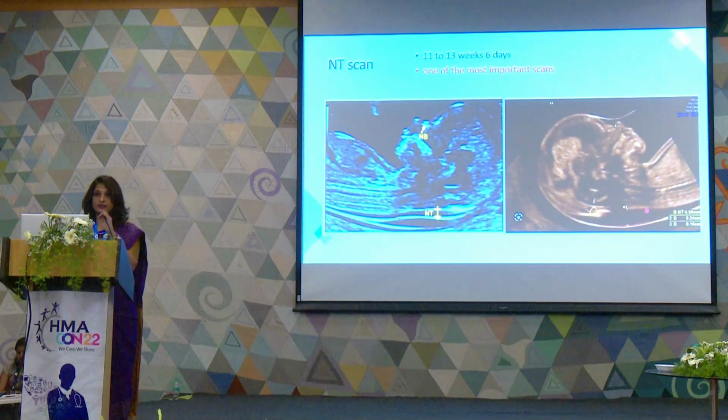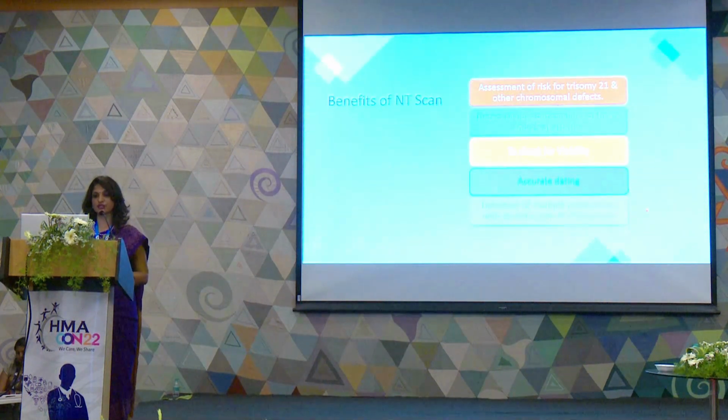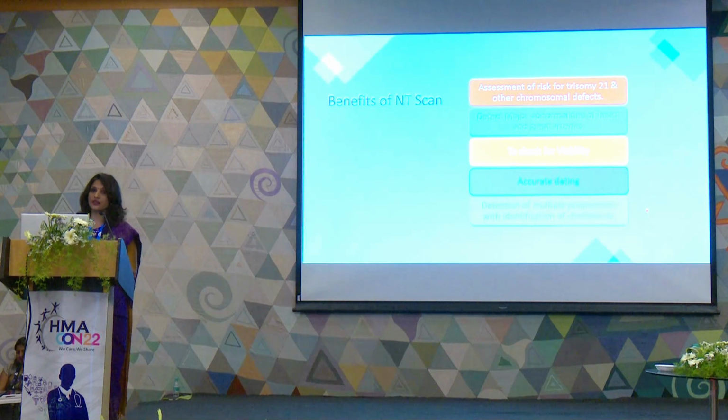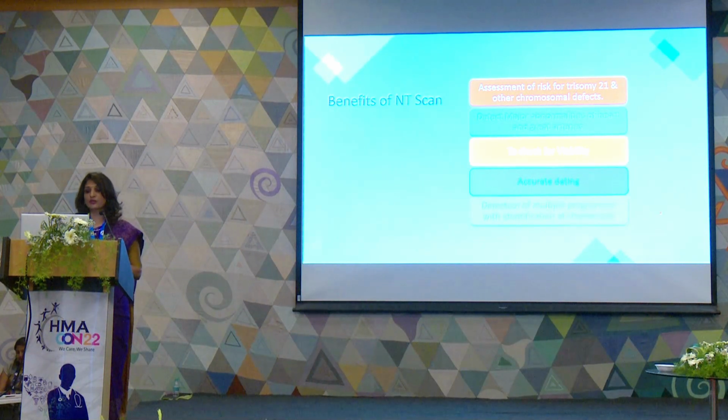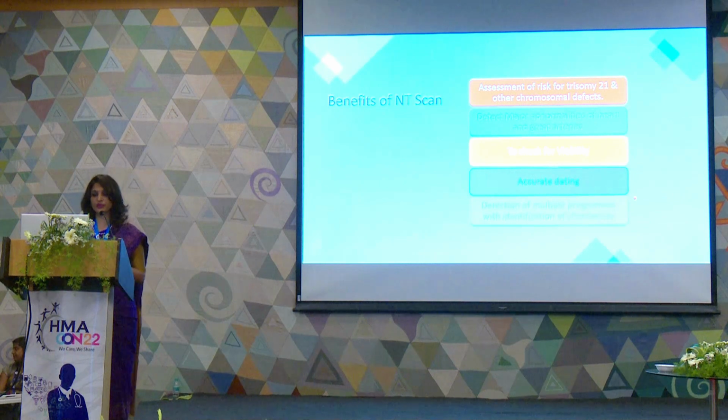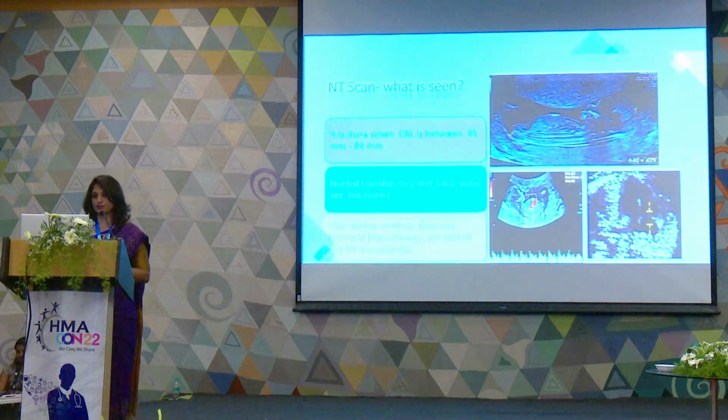NT scan is one of the most important scans nowadays. It is done at 11 to 13 weeks of gestation. Benefits are assessment of risk for trisomy 21 and other chromosomal defects. It detects major abnormalities of the heart and great arteries, and again checks for viability and accurate dating of the pregnancy. Also, it detects multiple pregnancy, and identification of correct chorionicity at this level is possible.